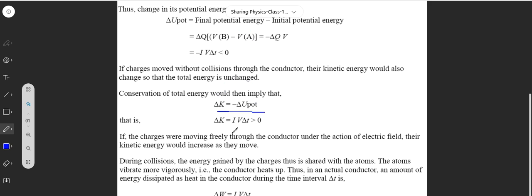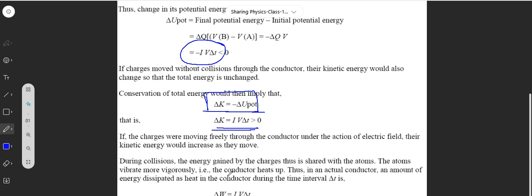Now delta K is equal to I into V into delta T. This is the change in potential energy we did, but the formula, as I told you, is that the change in kinetic energy will be given by the negative of the change in potential energy, and over here also we have one minus sign. When we substitute that over here, then what is the answer we are going to have? Plus, right? So if the charges are moving freely through the conductor under the action of an electric field, their kinetic energy would increase as they move. Yes, whenever the electrons are free to move, their kinetic energy will increase.